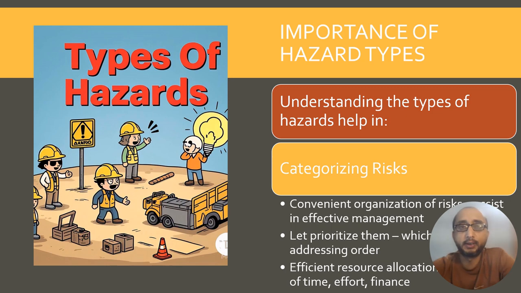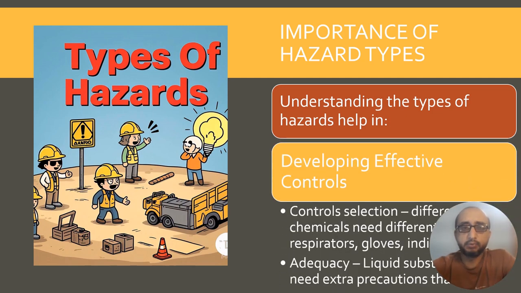They let us set the addressing order. Then efficient resource allocation: good understanding ensures that we don't waste our resources in the form of time, effort, and finance. Then understanding the types of hazards helps in developing effective control measures.